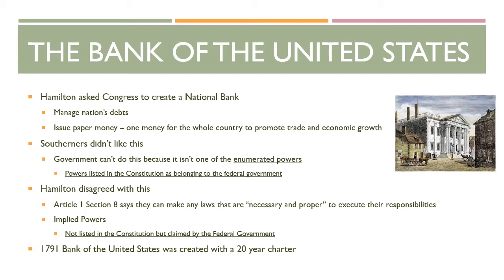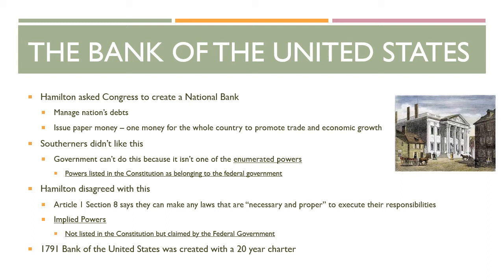They wanted to issue a paper money that was just one money for the entire country of the United States of America. Instead of having South Carolina money and Delaware money and Virginia money, and every time you go across the borders, you have to switch it out, and that's just kind of a pain. And so they wanted this paper money that was just for the whole country, so that anybody could trade with anybody within this country, and that would help the economy grow.